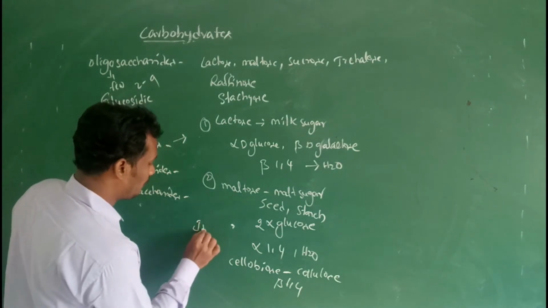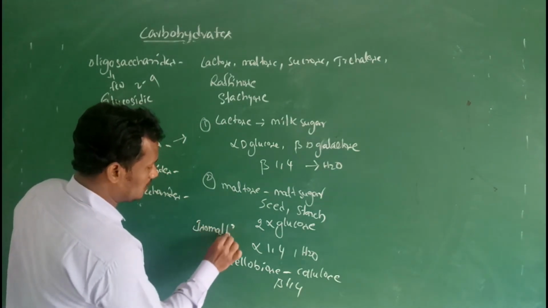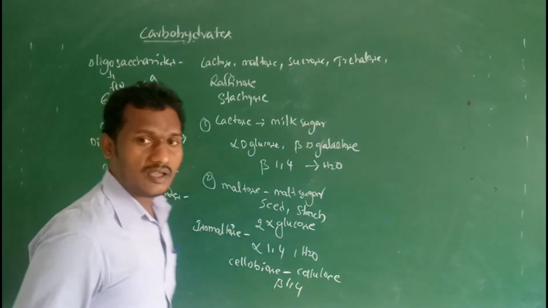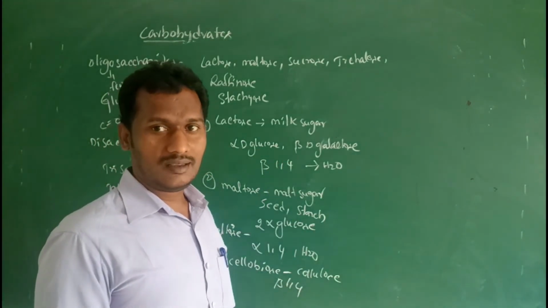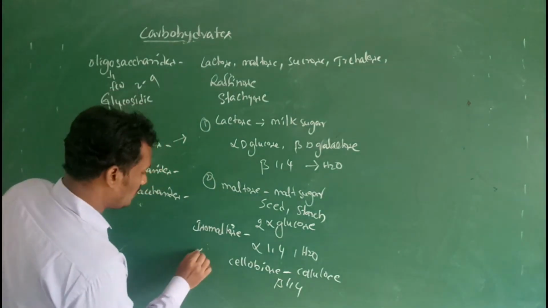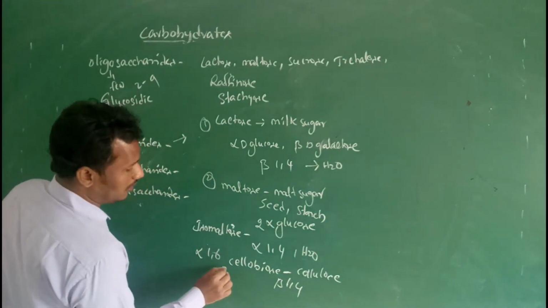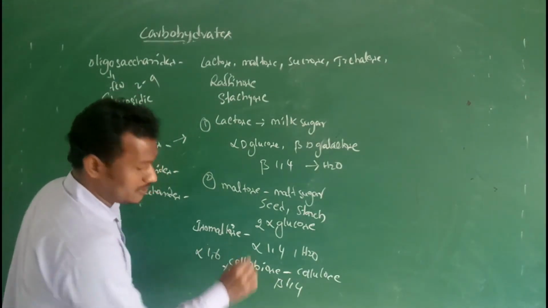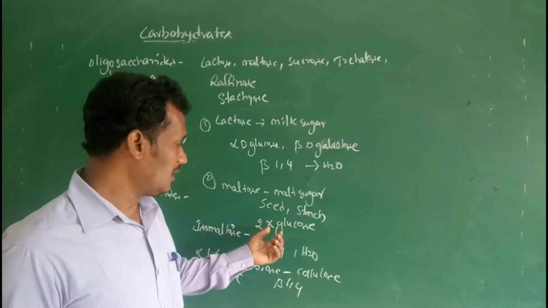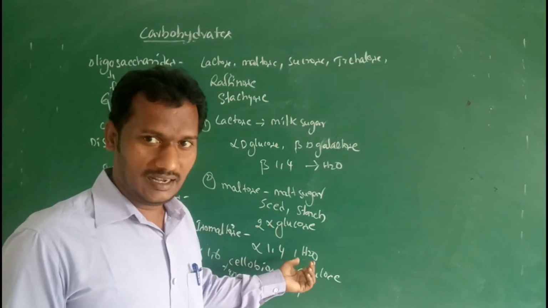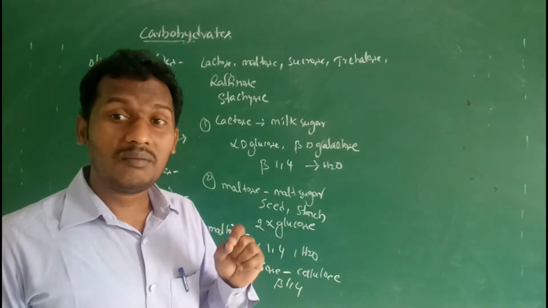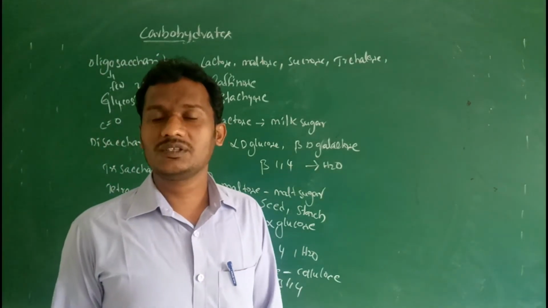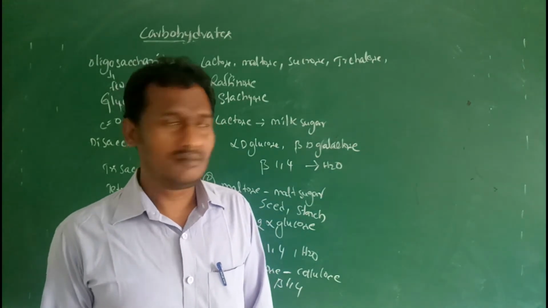Next one, isomaltose. This isomaltose is also similar to maltose. In maltose, an alpha 1,4 glycosidic linkage is present, but in isomaltose, an alpha 1,6 glycosidic bond is present.